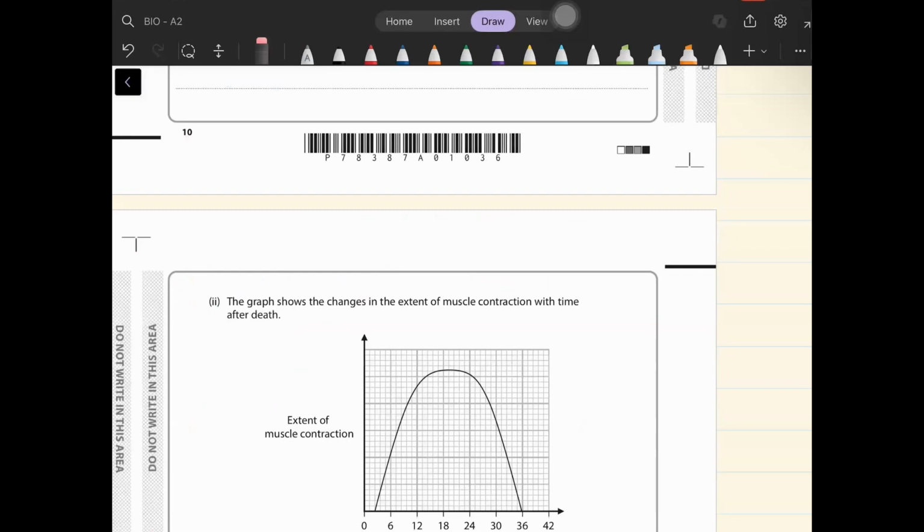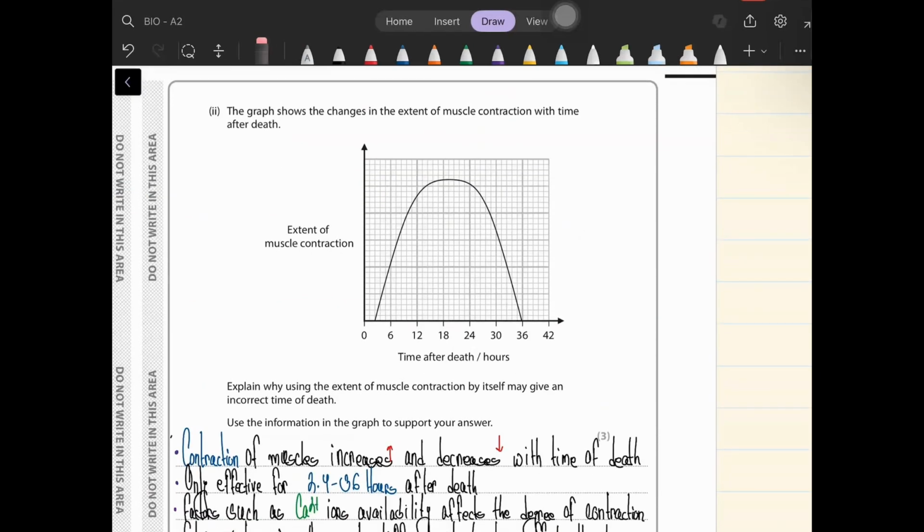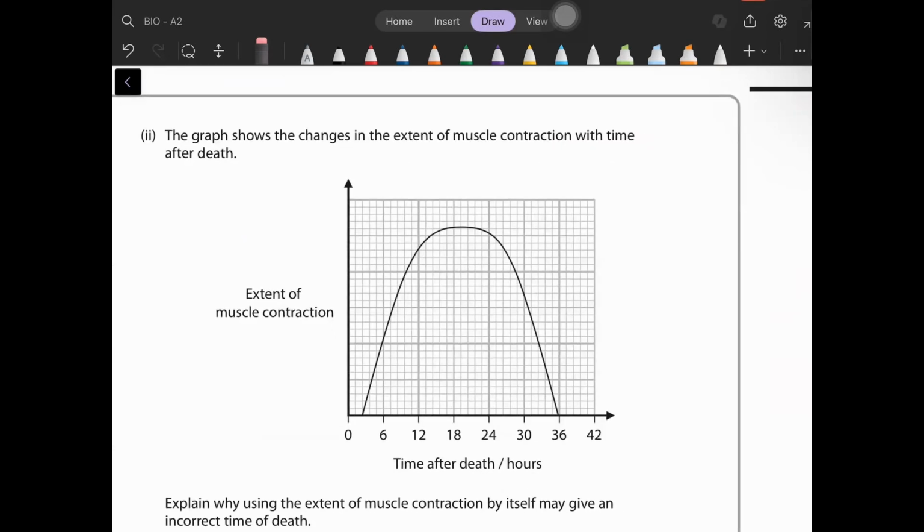The graph shows changes in the extent of muscle contraction with time after death. Explain why the extent of muscle contraction by itself may give an inaccurate time of death. Muscle contraction and the time of death would vary because rigor mortis starts from 2.4 hours and lasts up to 36 hours. After that, this entire procedure would become inefficient; it wouldn't work. Apart from that, muscle cells would have different glycogen stores, which would affect the degree of contraction. Some muscles would be able to contract for higher periods of time, and some for lower periods of time. And apart from that, calcium ions are needed for muscle contraction.